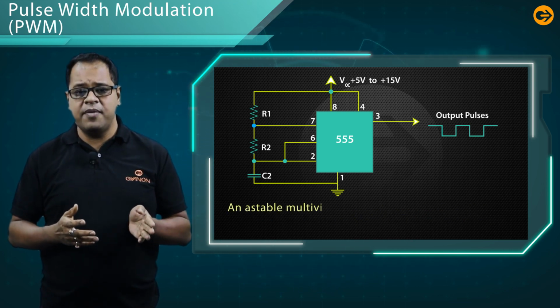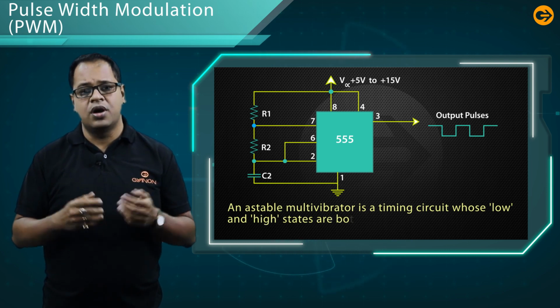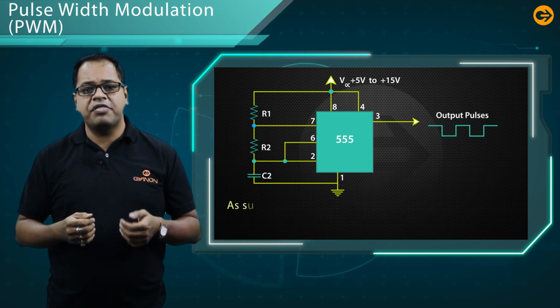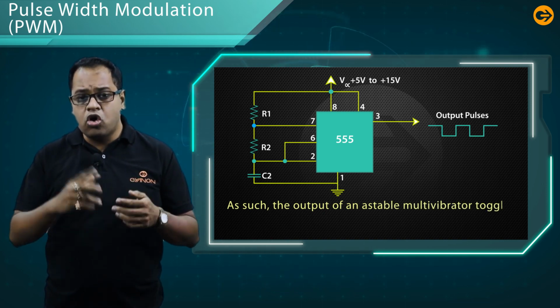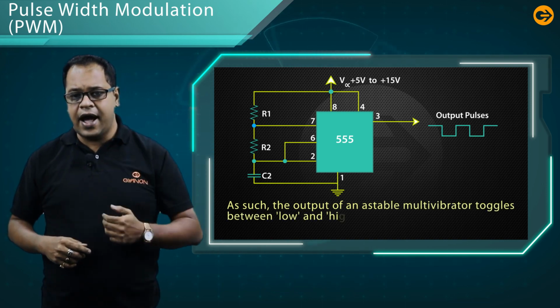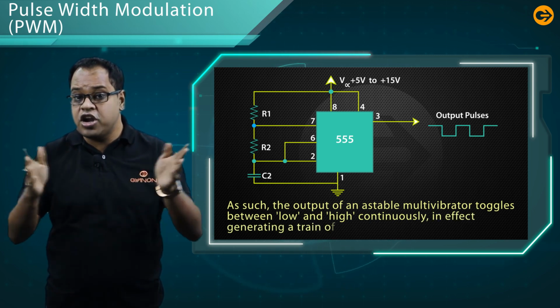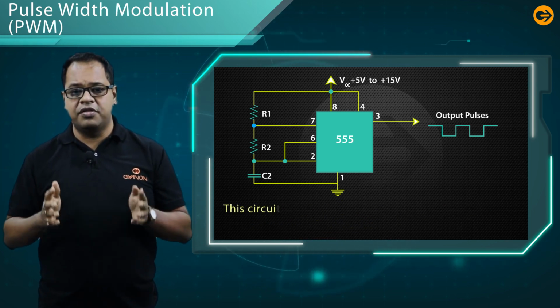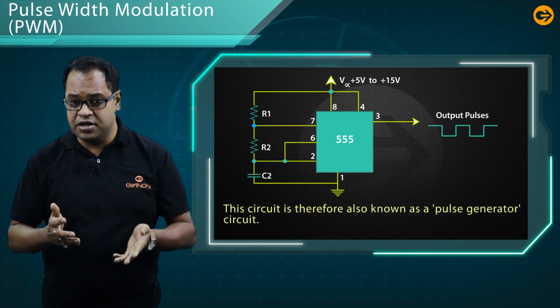An astable multivibrator is a timing circuit whose low and high states are both unstable. As such, the output of an astable multivibrator toggles between low and high or high and low, in effect generating a train of pulses. This circuit is therefore also known as a pulse generator circuit.